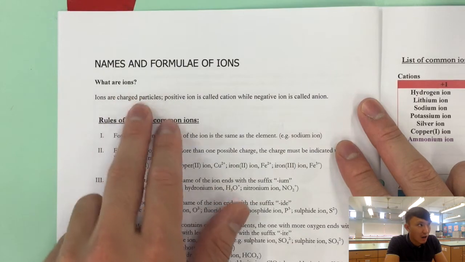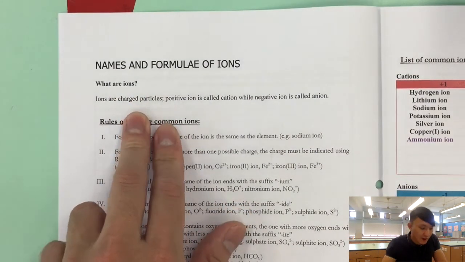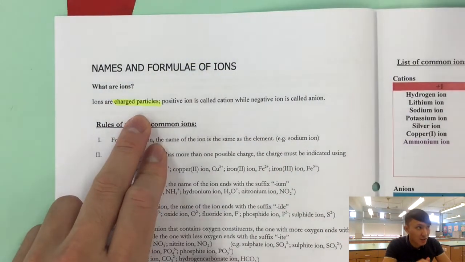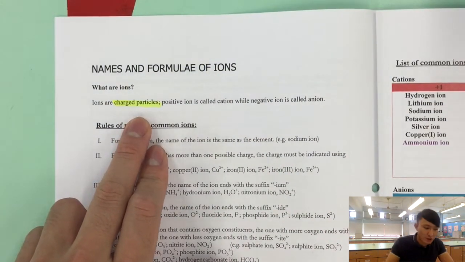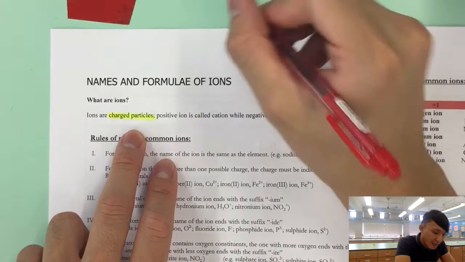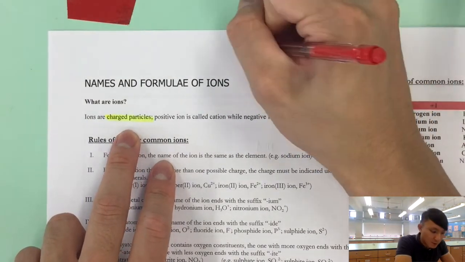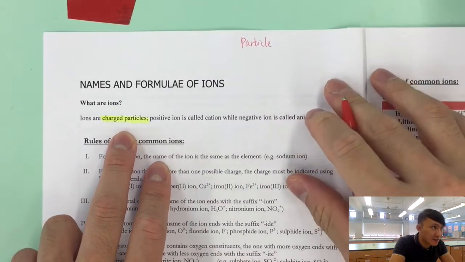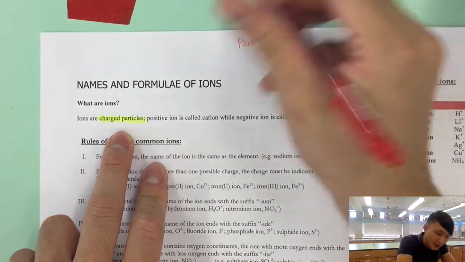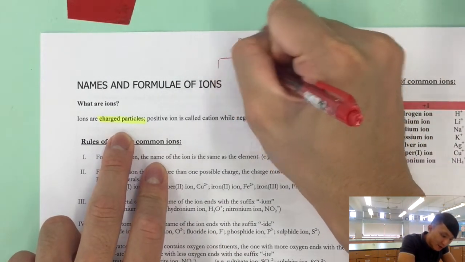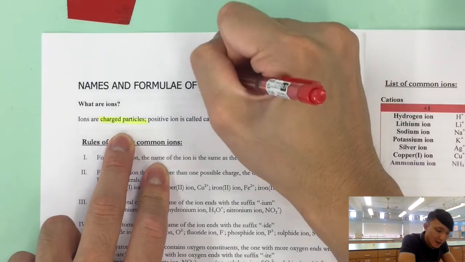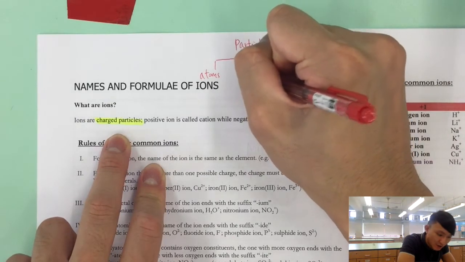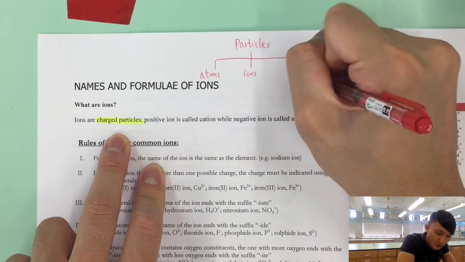Now, first of all, what are ions? Now, ions, they are simply charged particles. Remember, I talked about it in Form 3. In Form 1 science, we talk about particles being tiny substance, right? And under the category of particles, we also have atoms. So atoms are particles. We also have ions. And we also have molecules.